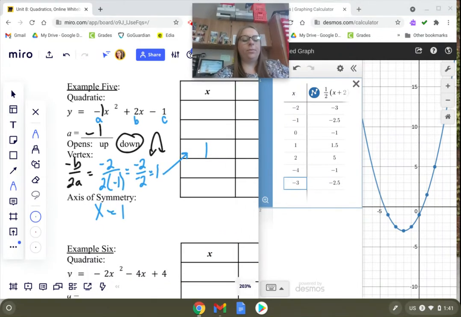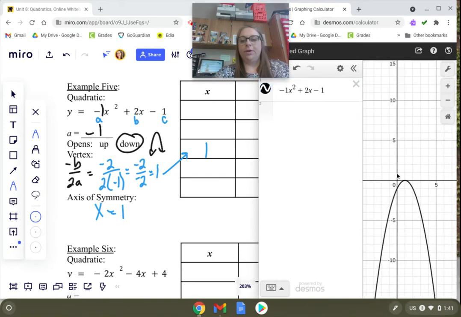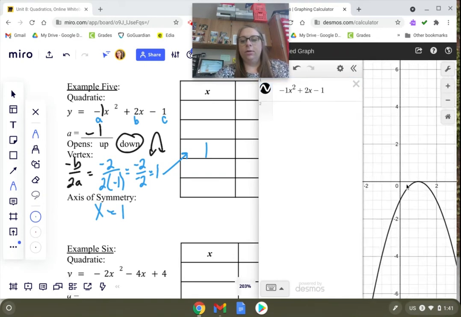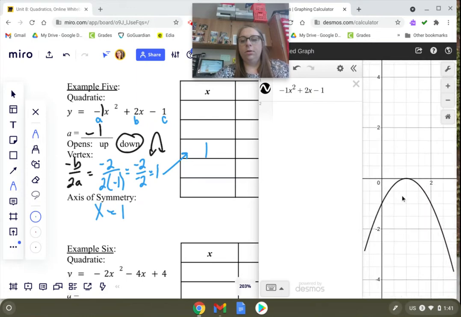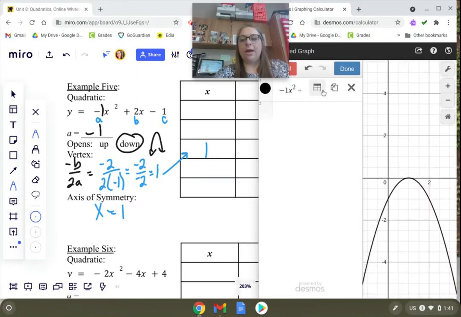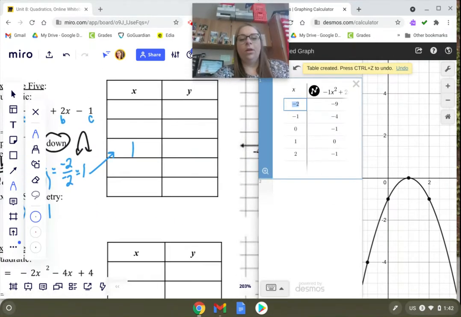So again, I'll do that formula for our last example, but now this is where Desmos comes back into play. So I'd have negative 1 x squared plus 2x minus 1. So here's my beautiful quadratic. Now I want to switch this to a table. If I'm looking at 1, my other value would be 0.